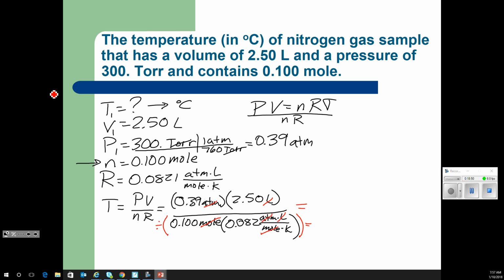Yep. And why did you divide by that? Because I'm trying to get T by itself. Oh, okay. Because I'm solving for temperature, which I don't have. Okay, anybody got the answer?